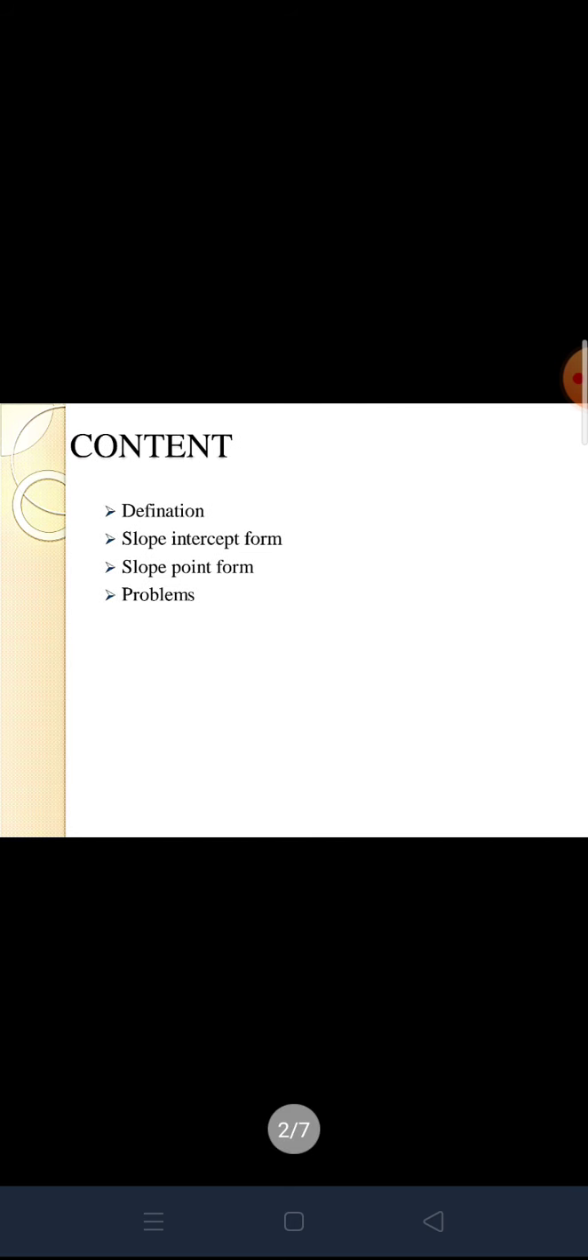I am dealing with your subject Engineering Mathematics 2. In this, you have the first chapter as coordinate geometry. In this, you have two subtopics: the first one is straight line and the second one is conic section. So first we will study straight line. In this lecture, we are going to study definitions, slope intercept form, slope point form, and some simple examples based on these forms. Okay.